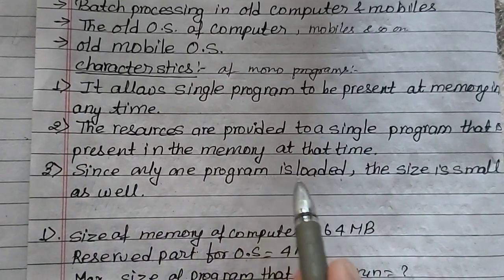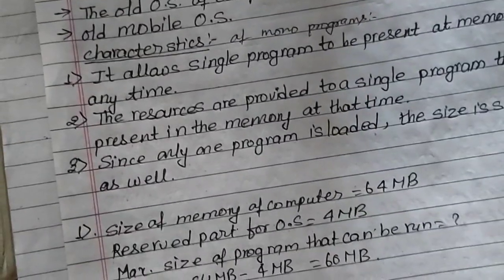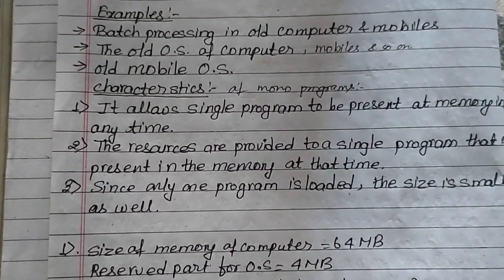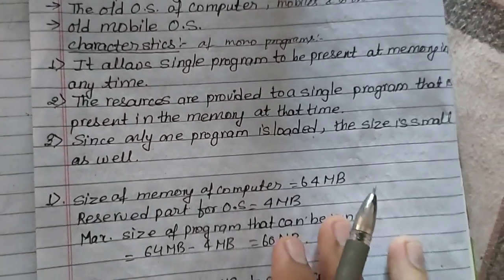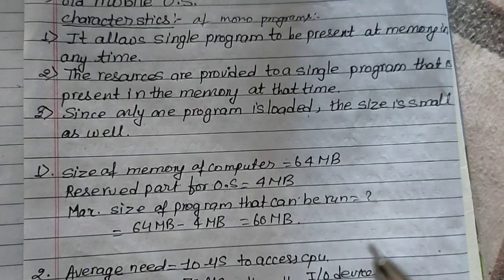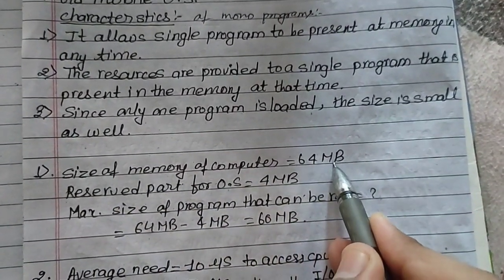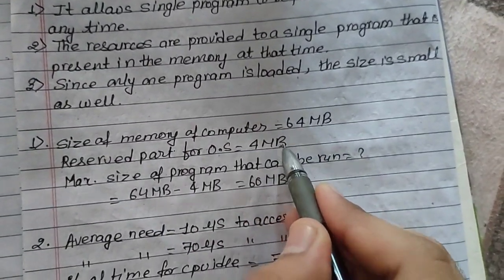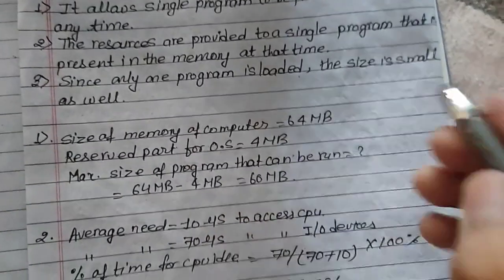Since only one program is loaded, the size is small as well. The size of monoprogramming is comparatively smaller than multiprogramming. Let us take an example. Given that the size of a memory is 64 MB and the reserved part for the operating system is 4 MB, what is the maximum size of program that can be run in the memory?